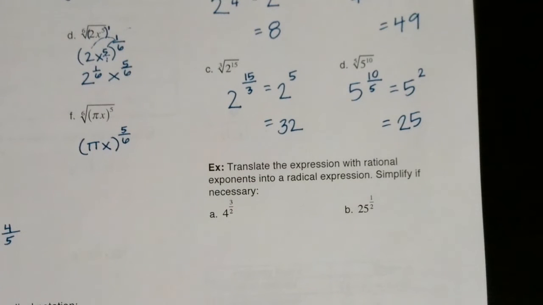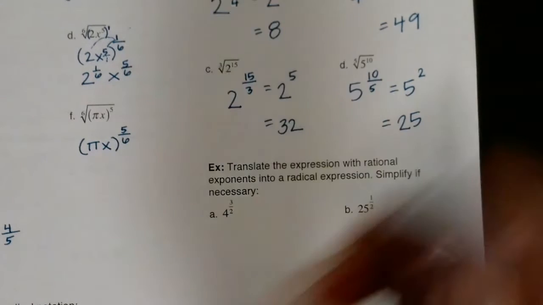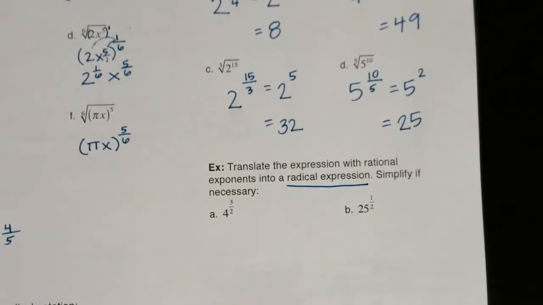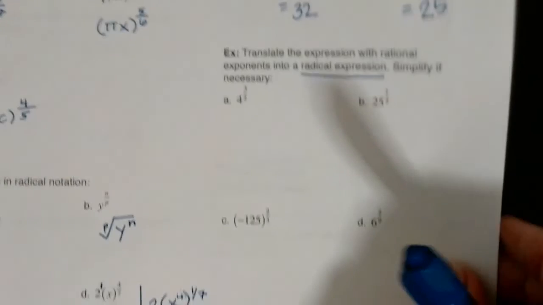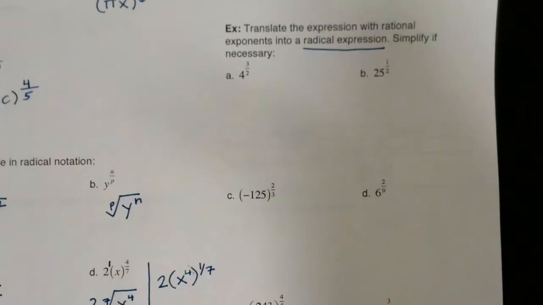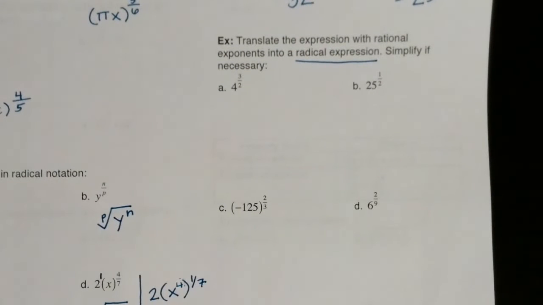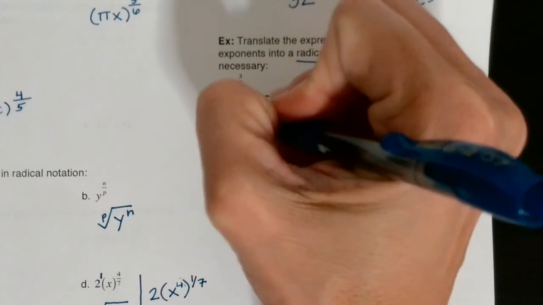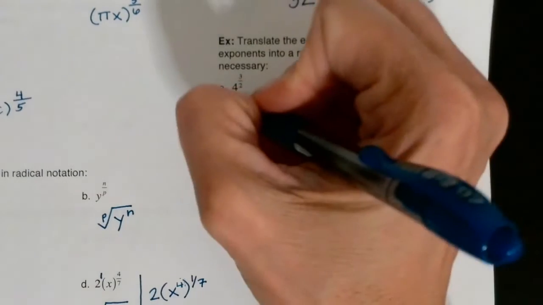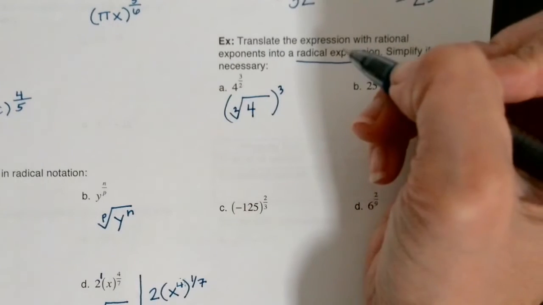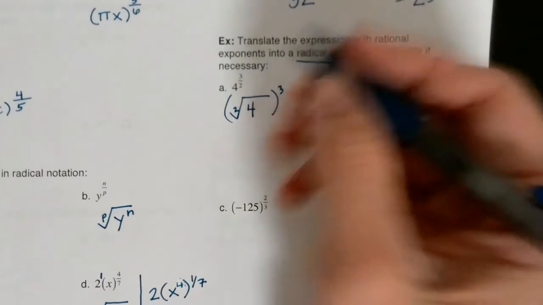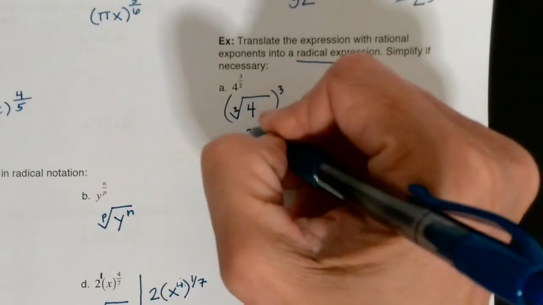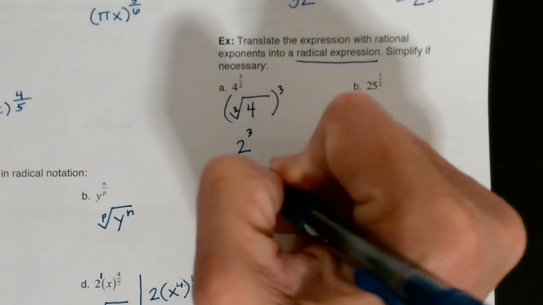Alright, so the next thing we're going to do is translate the expression with rational exponents into a radical expression. So we're just going the other way, and then simplify if necessary. We saw a little preview of these the other day. So this is 4 to the 3 halves power. What this is saying is you take the square root of 4 and then raise it to the 3rd power. So what is the square root of 4? That's 2. That simplifies to 2, but we still have the cube there, so that's 8.